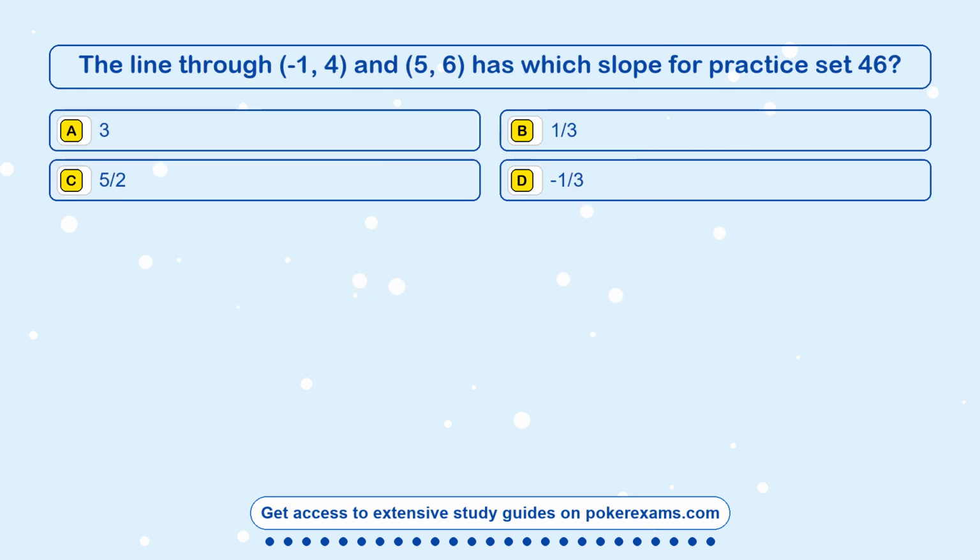Question 13. The line through minus 1, 4, and 5, 6 has which slope for practice set 46? Option A 3. Option B 1/3. Option C 5 halves. Option D minus 1/3.